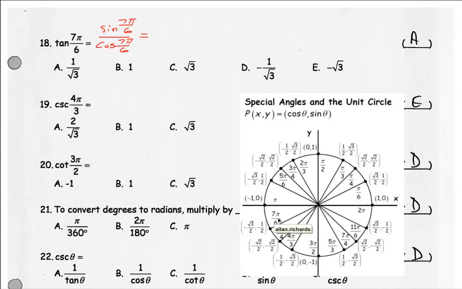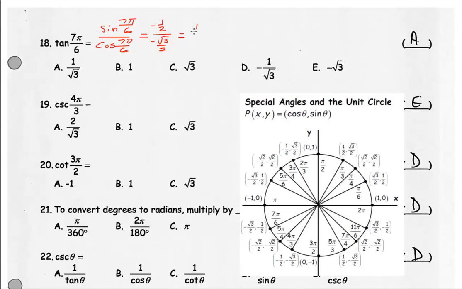So 7 pi over 6 is this angle here. So the sine is negative 1/2, so we would have negative 1/2 in the numerator. And the cosine is negative root 3 over 2. Now we're dividing two negatives, so the answer is going to be positive, so I'll drop the two negatives.